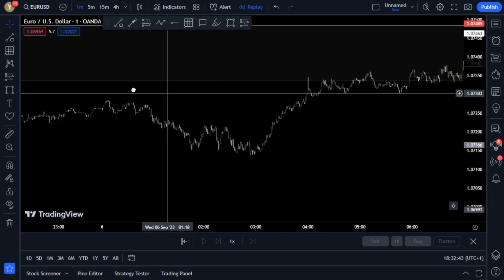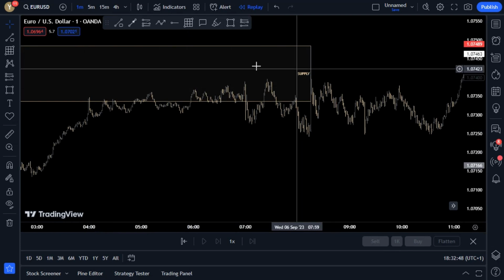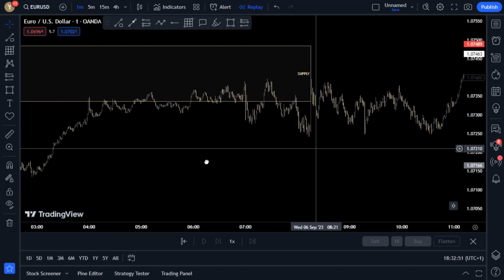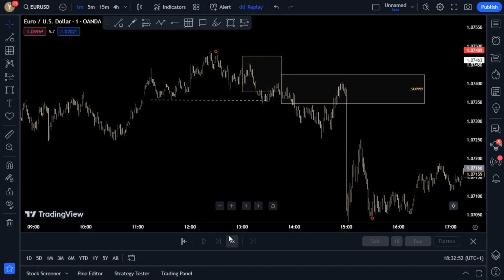And when price came into this demand, it was around 5 a.m. What will I be doing around 5 a.m.? Let's observe these trades also.